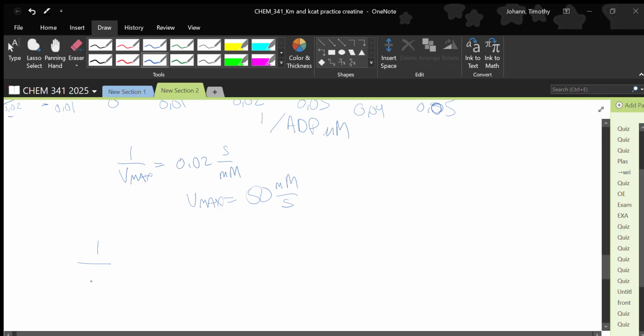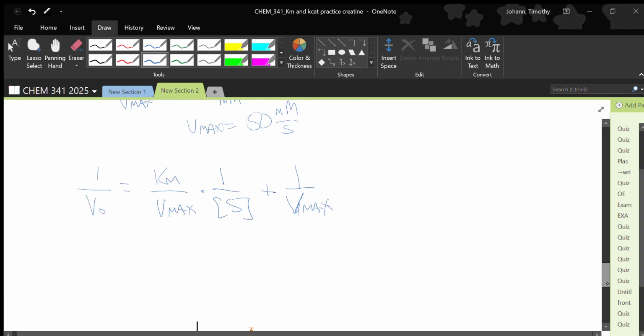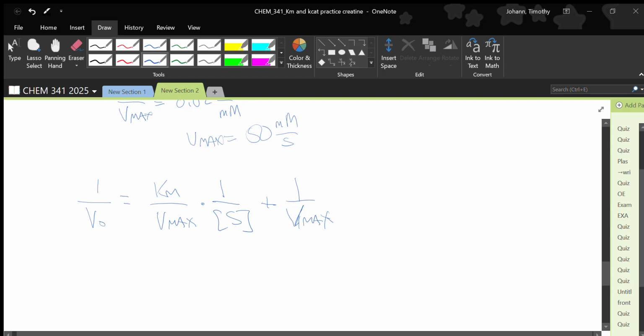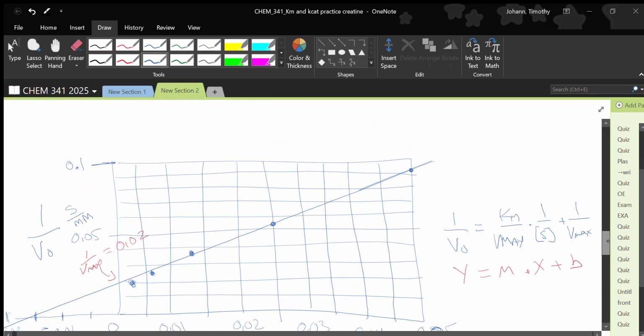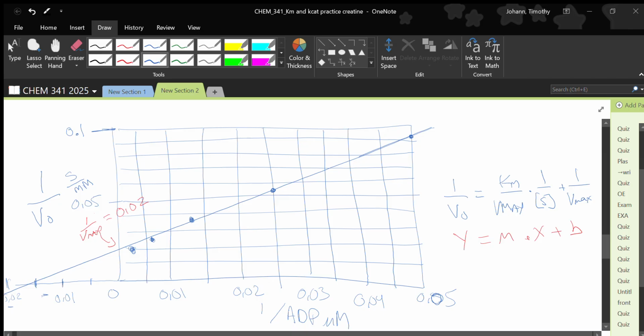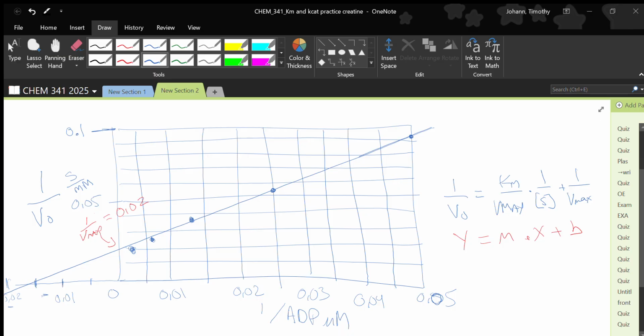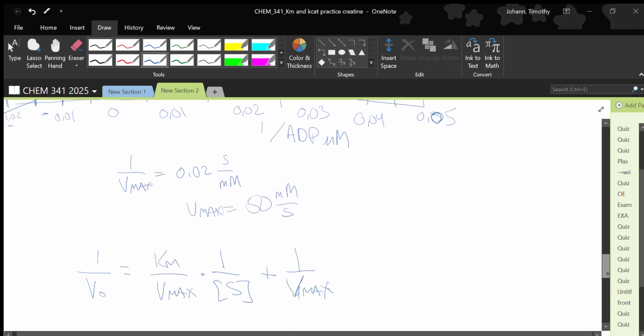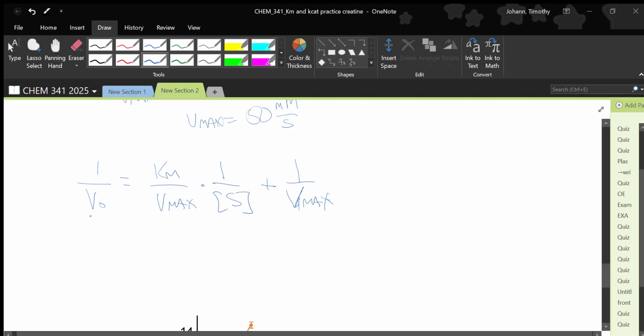So 1 over V naught is equal to Km over Vmax, times 1 over substrate, plus 1 over Vmax. So at the x-intercept, what's the value of 1 over V naught? Let's go back and look at our graph. When I'm here, what's the value of 1 over V naught? 0, right? So for the x-intercept, this right here is 0.